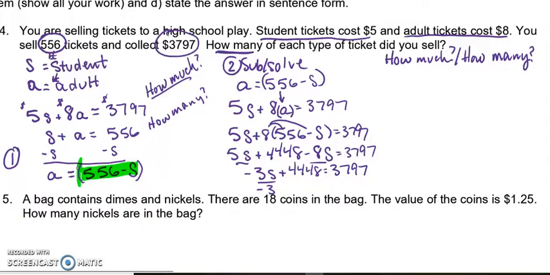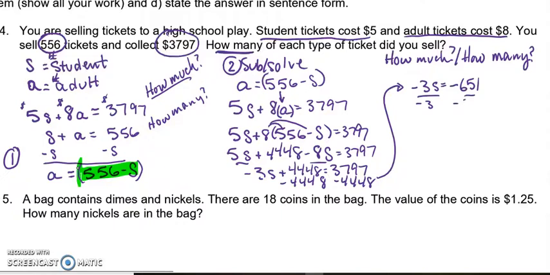And then we're going to divide by -3. Oops, sorry. We've got to subtract 4448 first. So I'm going to subtract 4448 first. And move all this up here. So this is now -3S equals -651. Then divide by -3. The number of student tickets equals 217.